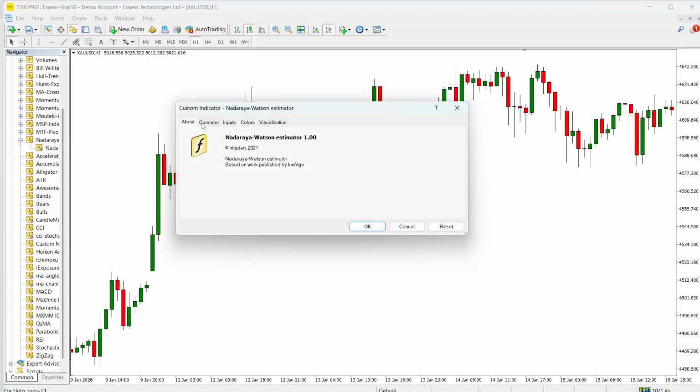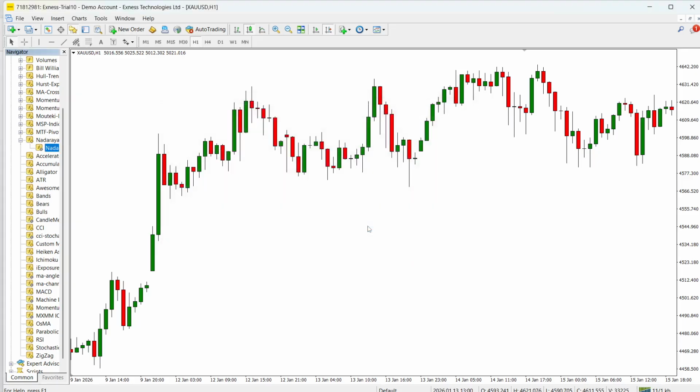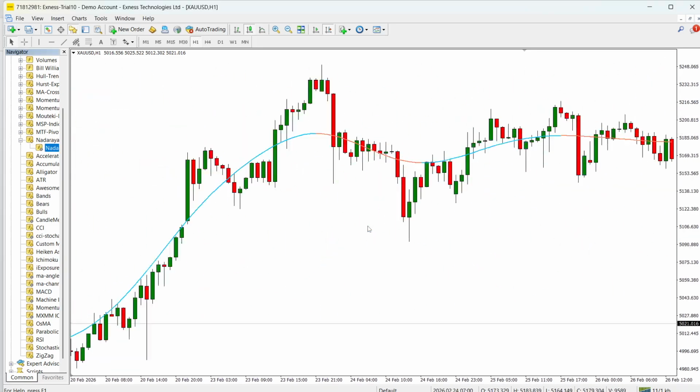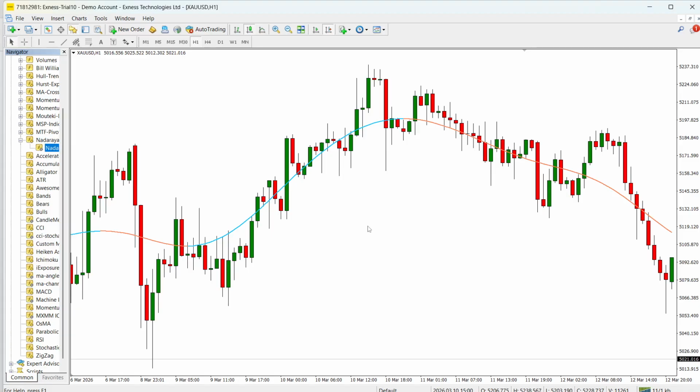At this point, I'll load the indicator on the chart so you can see how it looks in real time. Remember to allow the DLL imports. Alright, there you have it.